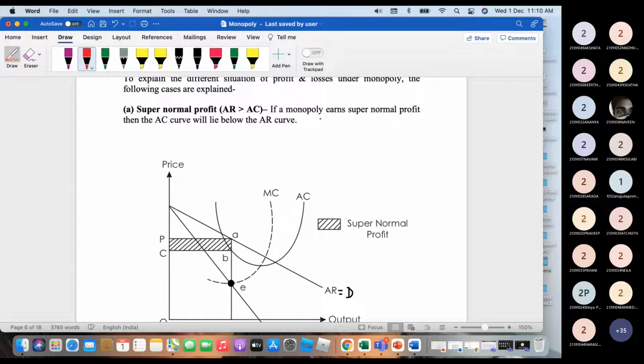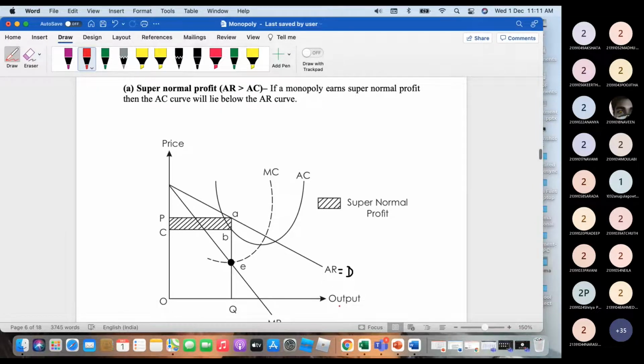So students, you will draw the two axes. On the y-axis, you will be writing the price. On the x-axis, you will be writing the output, as what is there in this graph also. Please draw the two axes, students.